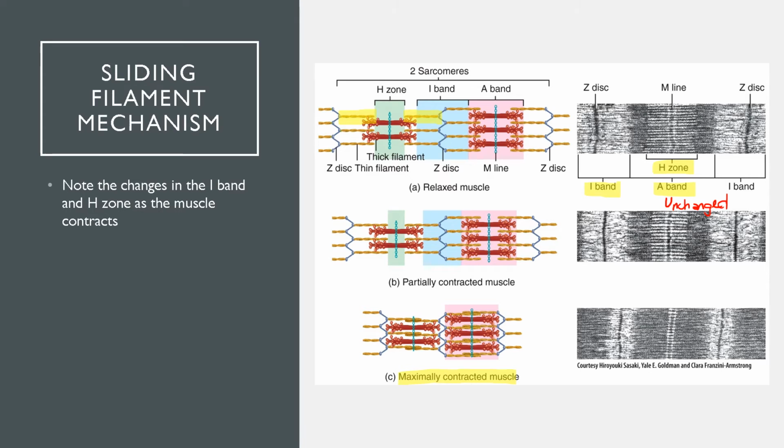So as you can see here, we have the A band going from there to there. When we're partially contracted, the A band goes from here to here, and fully contracted, the A band goes from here to here. So the A band is never going to change length, and the length of the thick filaments and thin filaments themselves does not change. But the H zone will shorten as contraction occurs, and the I band will also shorten as contraction occurs.